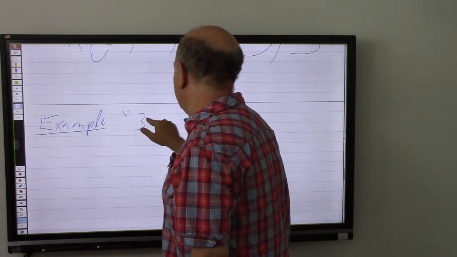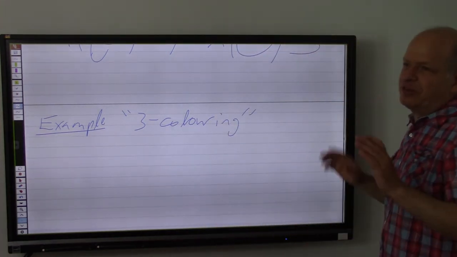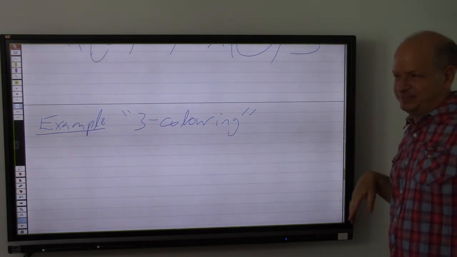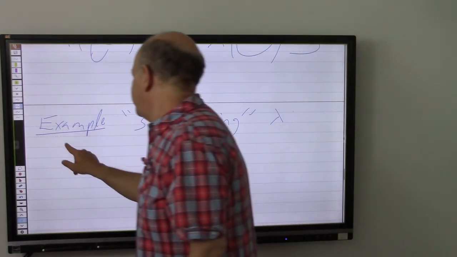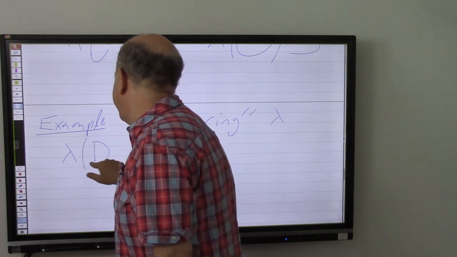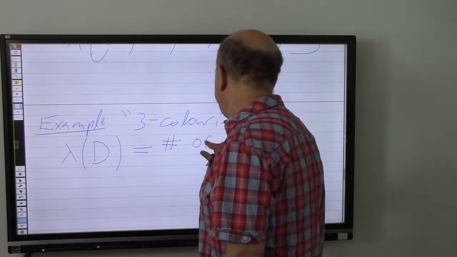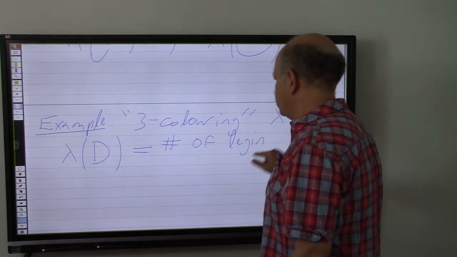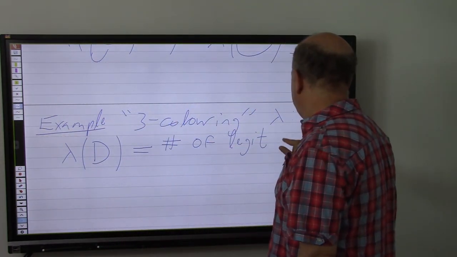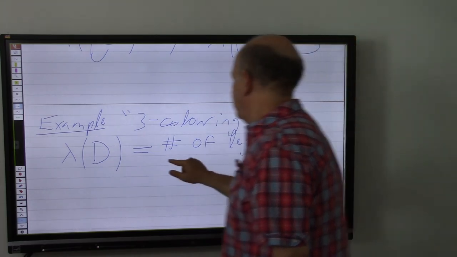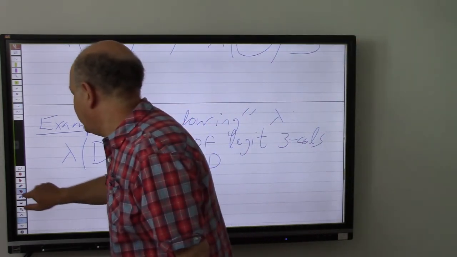This is the so-called three coloring example, and it's so easy that it must appear in the first class of every knot theory class. Okay? So the three coloring lambda is the following. You set lambda of a knot diagram D to be the number of legitimate three colorings of the diagram D. But I have to tell you what's a three coloring of a diagram.